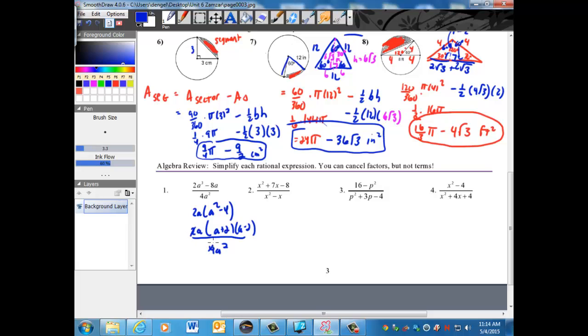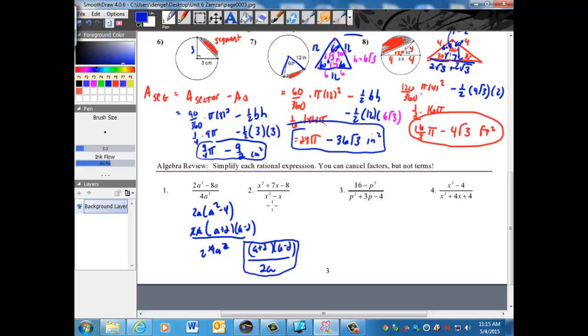This becomes 1 and 2. A goes away with the squared. So we have a plus 2, a minus 2, all over 2a. I can't cross these out because it's implied that we have to FOIL this first before I can cross anything out. So we have to leave it as such. This is our answer. It's reduced.